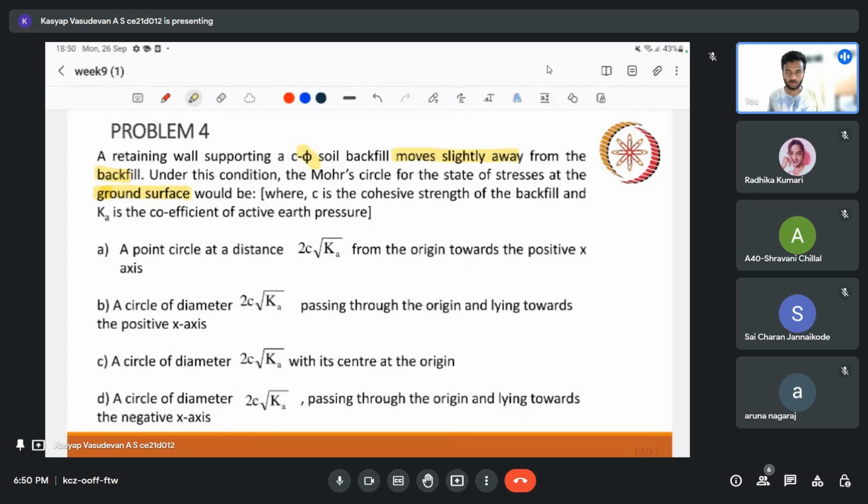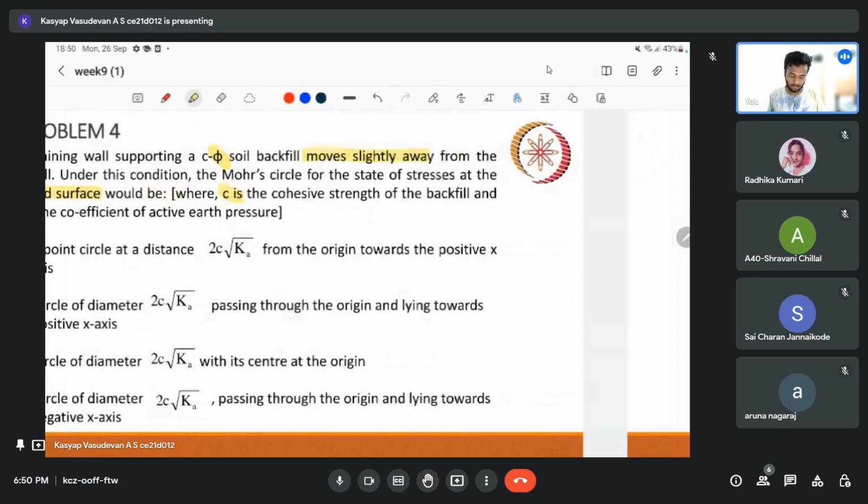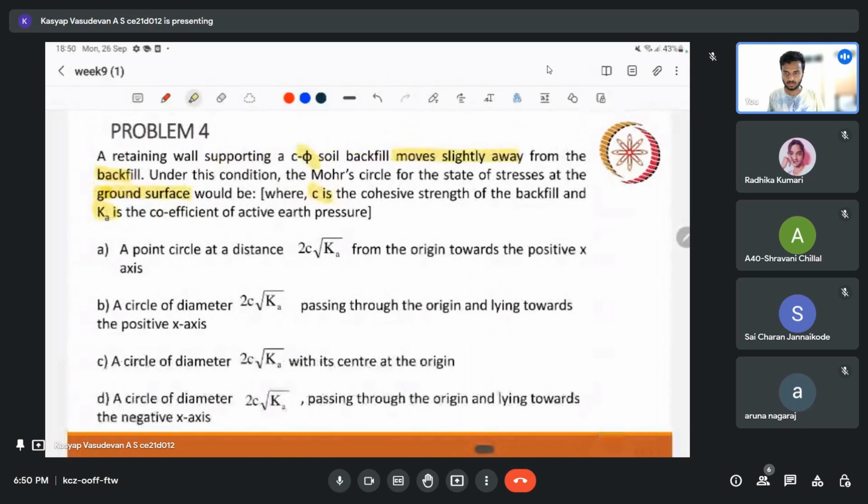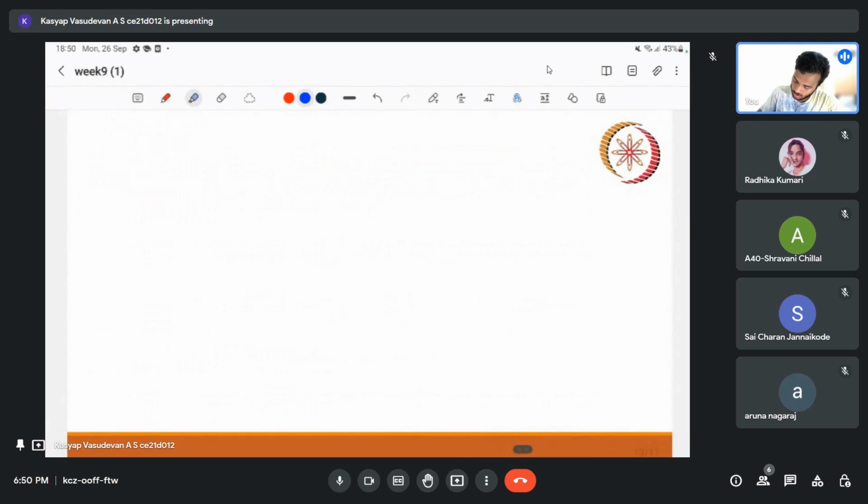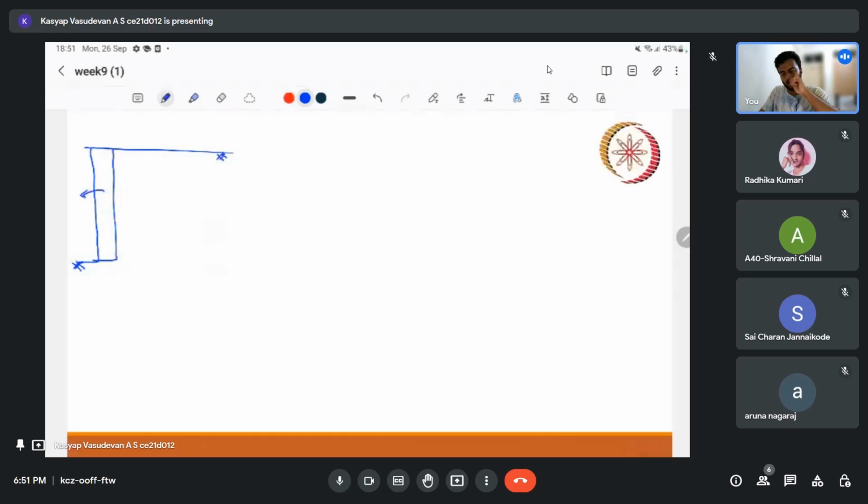Then how would it look like? So C is the cohesion, so let us just plot this in the Mohr circle and see what happens. Once we plot, I think we can arrive at which formula this is. So here let us just draw it. We have a retaining wall, and this is an active case, so the retaining wall is moving away from the backfill, and we have a c-phi soil.